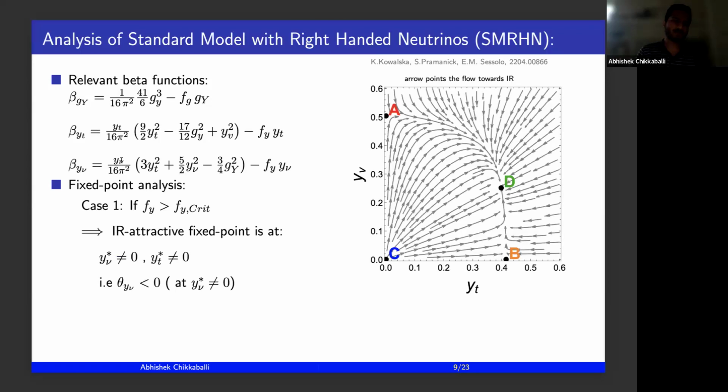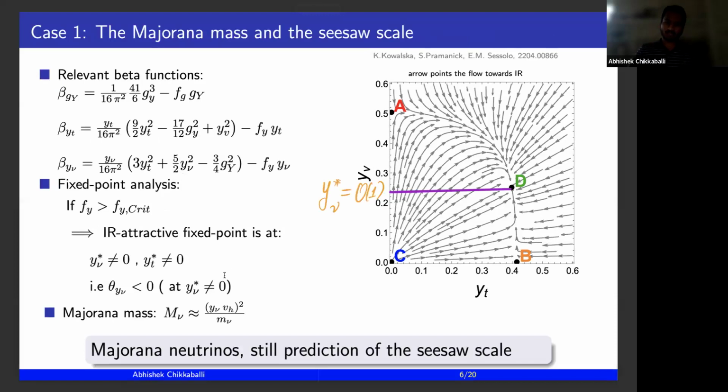Applying this kind of fixed point analysis, we find two distinct scenarios based on the gravitational correction parameter Fy. Particularly, if Fy is above a certain critical value, then we have an IR attractive fixed point at a non-zero value for both the neutrino and top quark Yukawa couplings, which is denoted here as D. This means that both of these couplings have order 1 values at the Planck scale, and in this case, we still need a seesaw-like mechanism to explain the smallness of the neutrino mass. However, note that the fixed point of this Yukawa coupling is irrelevant, and this is actually a prediction in this theory, which means we can also estimate the scale of the seesaw in this way.